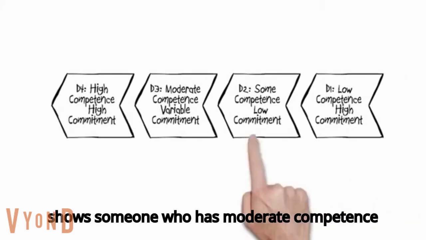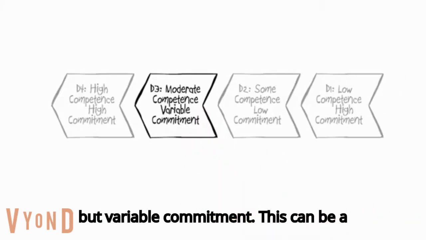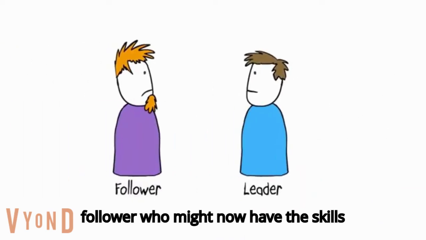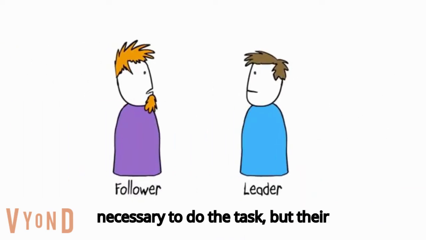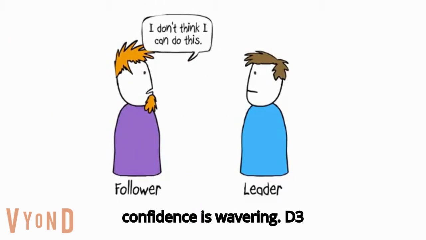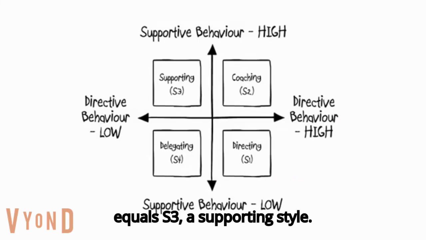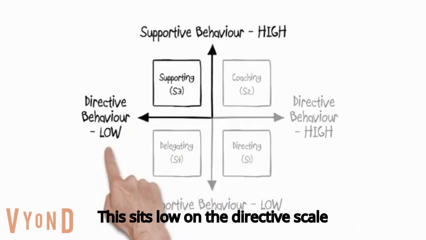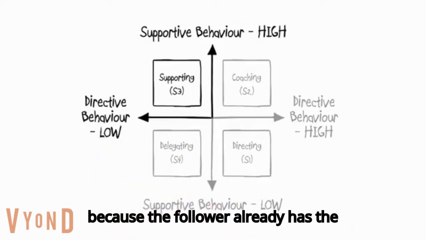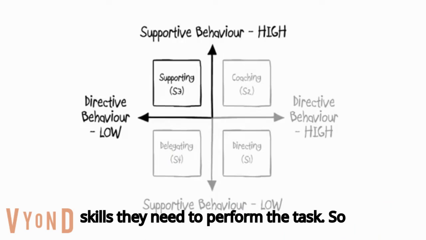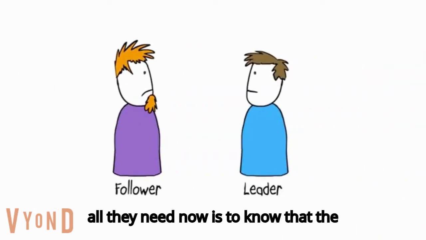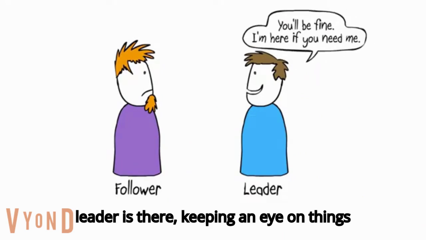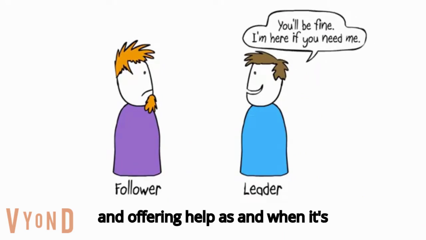D3 now shows someone who has moderate competence but variable commitment. This can be a follower who might now have the skills necessary to do the task, but their confidence is wavering. D3 equals S3, a supporting style. This sits low on the directive scale because the follower already has the skills they need to perform the task. So all they need now is to know that the leader is there, keeping an eye on things and offering help as and when it's needed.